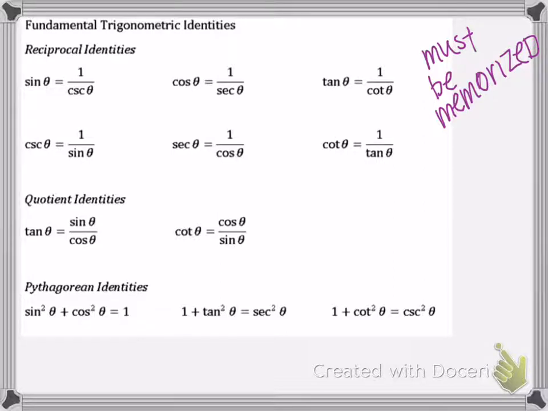Now the quotient identities are new. Tangent is equal to sine over cosine. So therefore, cotangent equals cosine over sine. And then the Pythagorean identities also must be memorized. Sine squared plus cosine squared equals 1. 1 plus tan squared equals secant squared. And 1 plus cotangent squared equals cosecant squared. And we will see how we can use these.